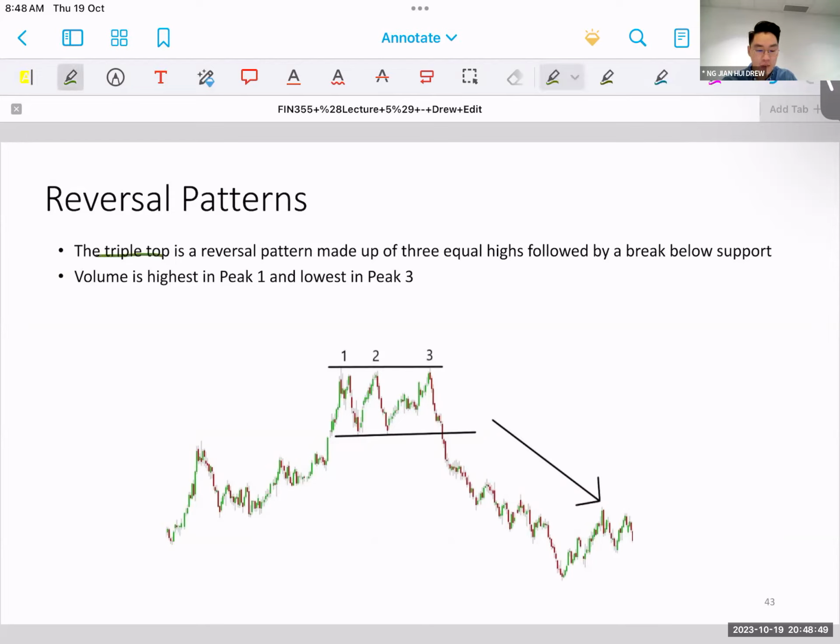So this is a triple top that I talk about. There can be a four top, a quadruple top. I mean, there are a lot of different patterns, and it's really how we want to use it.